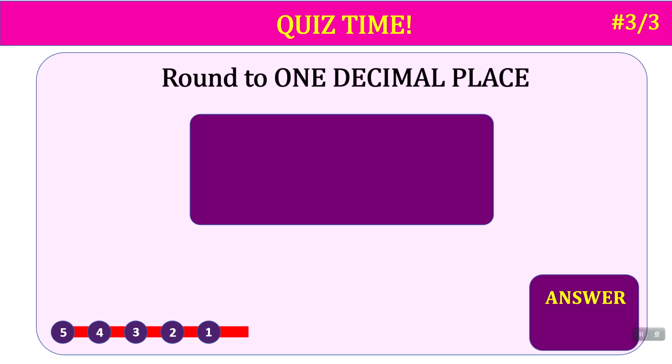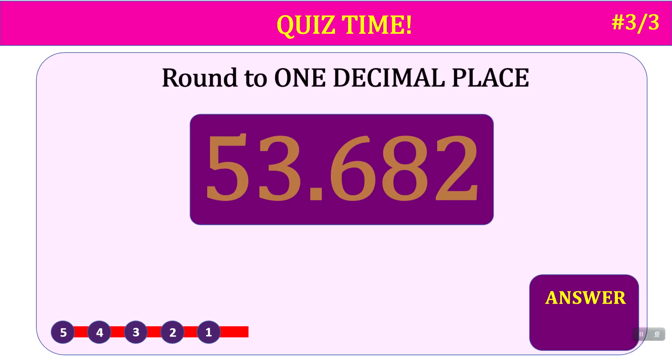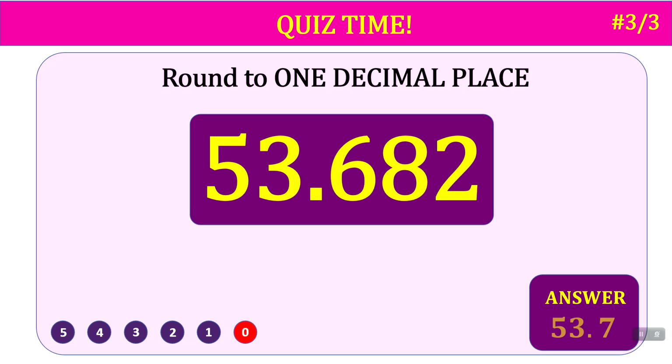And last question, round to 1 decimal place, 53.682. Time's up. The answer is 53.7. The digit right after the decimal point is a 6. And the digit right after that is an 8, which is 5 or greater, which changes the 6 to a 7 to give us 53.7.